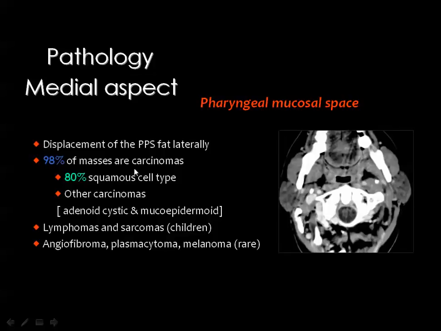98% of the masses are carcinomas. 80% of these 98% represent the squamous cell type of carcinomas. Other types of carcinomas, which are considered relatively uncommon, include adenoid cystic and mucoepidermoid carcinomas. The remaining 2% include tumors other than carcinomas, like lymphoma, sarcoma, angiofibroma, plasmacytoma, and melanoma.